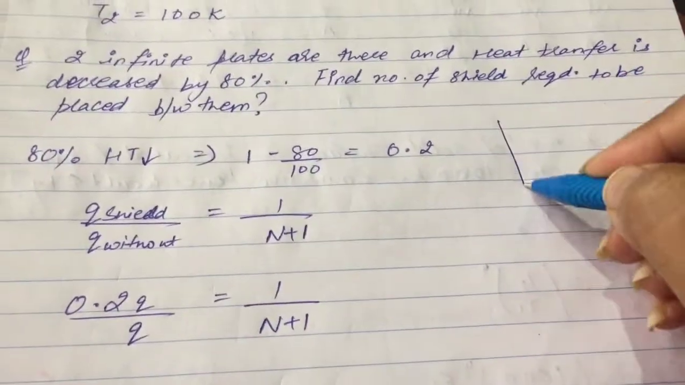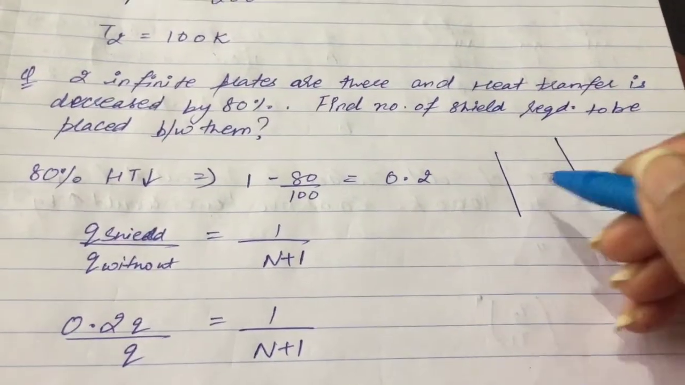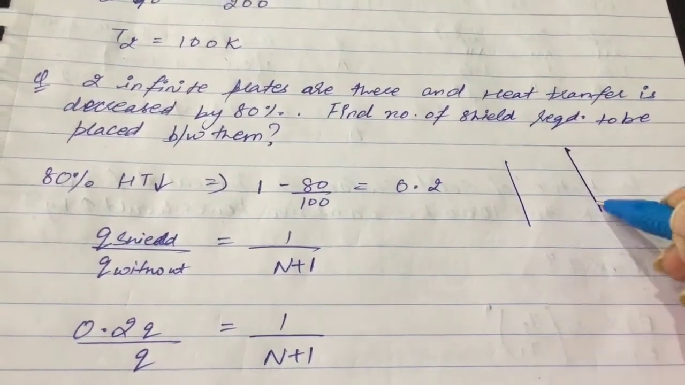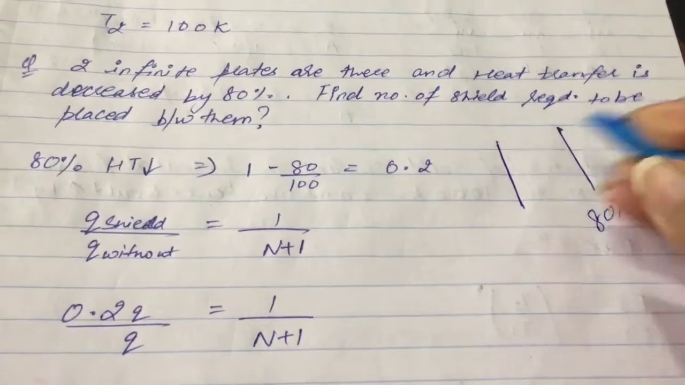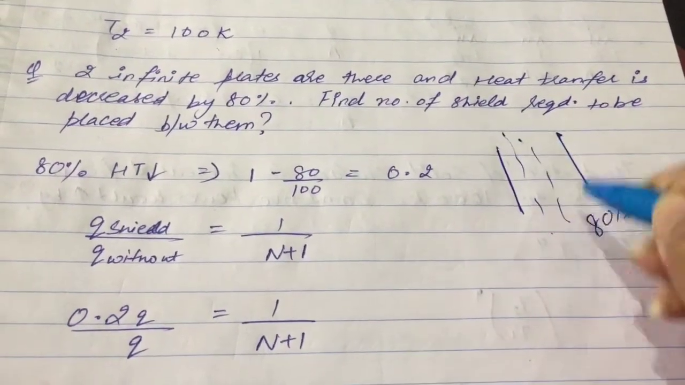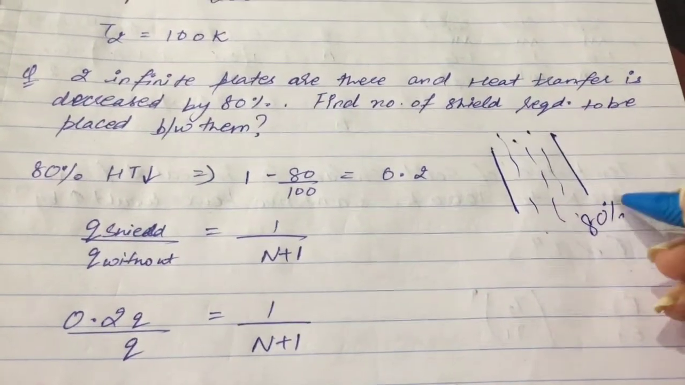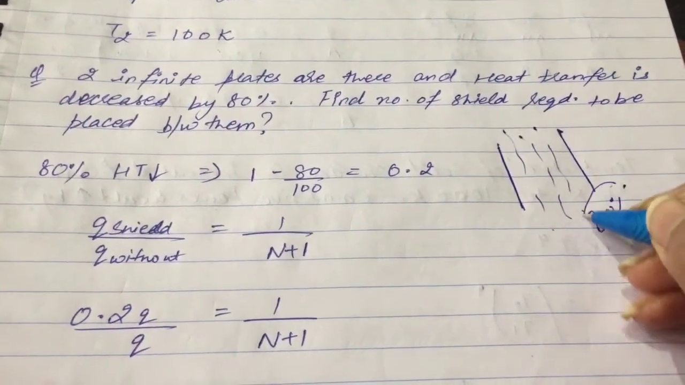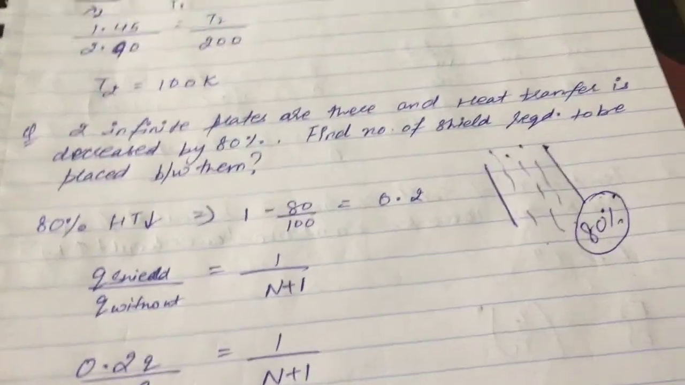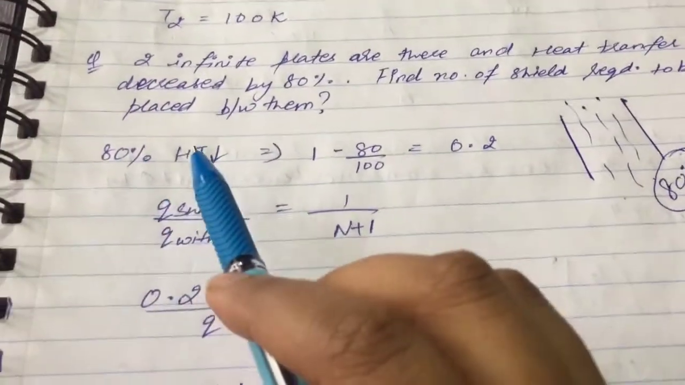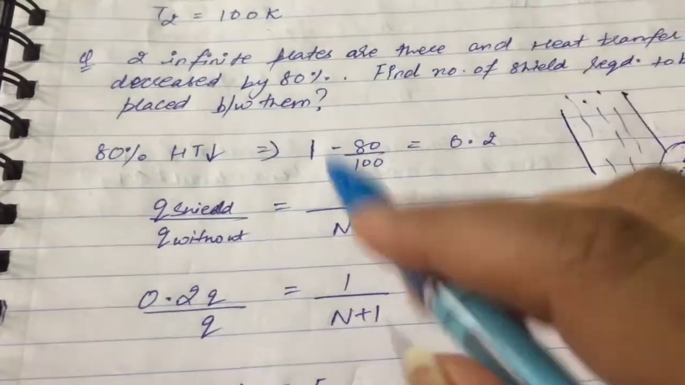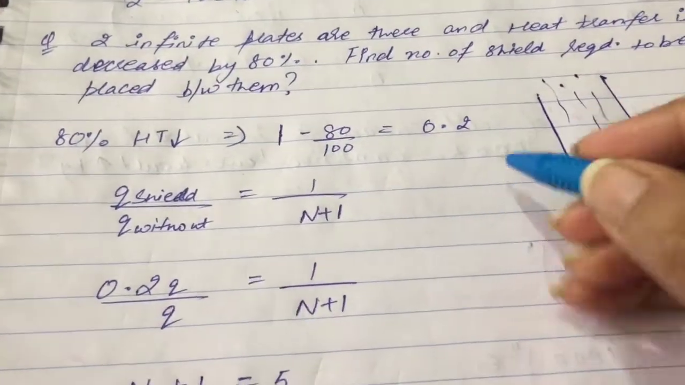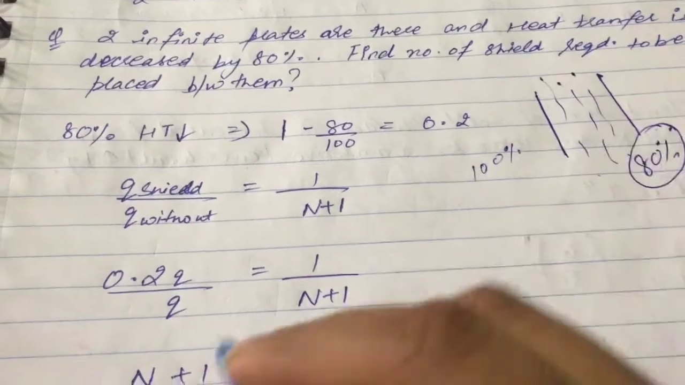So basically they are asking that we have two plates, and initially there were two plates and the heat transfer is decreased by 80%. So we have to calculate how many plates should be there so that the heat transfer would come down to 80%. Initially full heat transfer was taking place, so it was 100%. Now it has reduced to 80%.